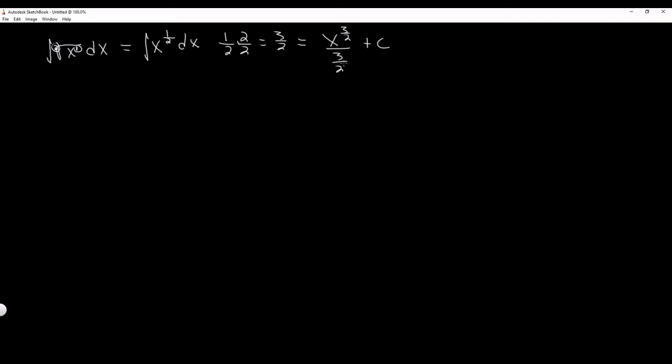So in order to simplify this, we multiply by the reciprocal, and the reciprocal is 2/3. So this is going to end up being 2x to the 3/2 divided by 3 plus c. And that's the answer, but multiplying this right here by the reciprocal turns into 2/3. Okay, so let's try another one like this.